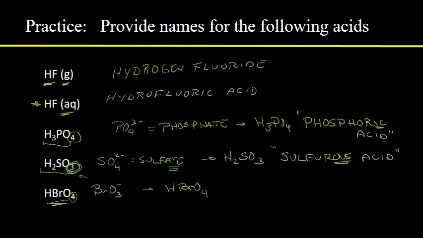If we go up one step of the table, then we keep the same suffix, ic, but we add the prefix per. So this is perbromic acid. All right. Lovely.